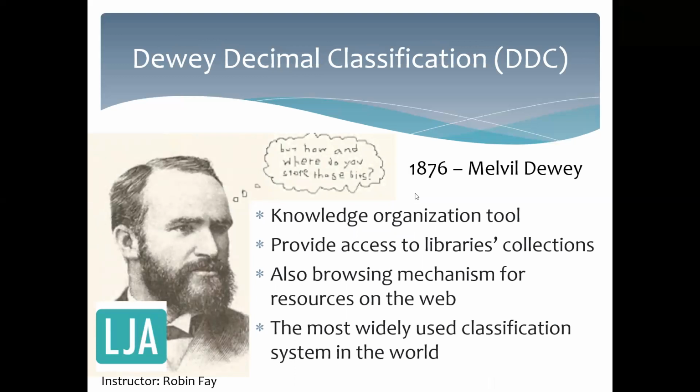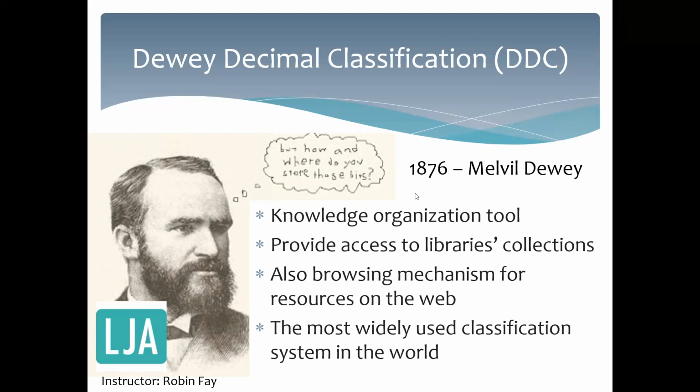Looking at Dewey specifically, I loved this: how and where do you store these things? Or how do you store these bits, I think is what it says. I think that is sort of the heart of what Dewey was attempting to achieve. And of course, we're talking about 1876-ish. He was looking at developing a knowledge organization tool. His was actually the first. It predated the Library of Congress by 22 years, I think.